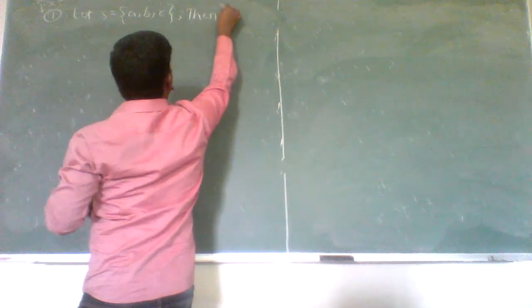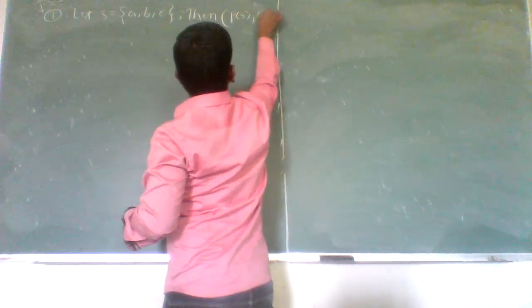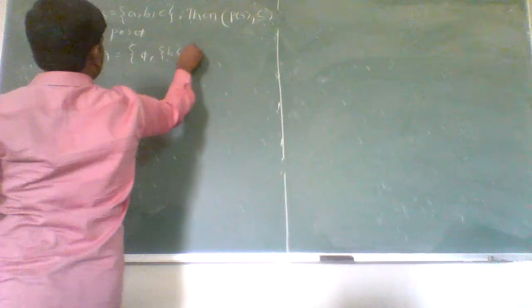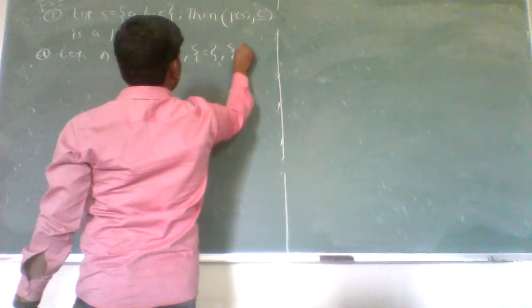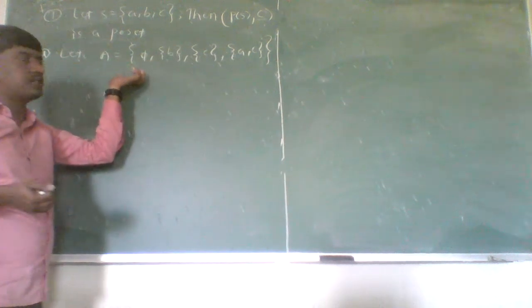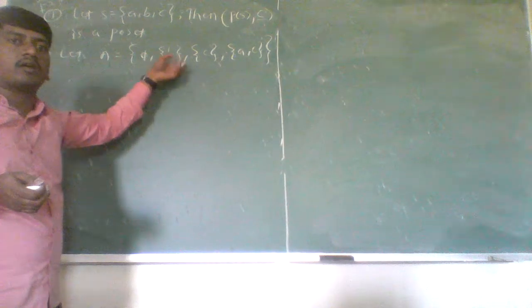First example. Let set S contain three elements A, B, and C. Then the power set of S with inclusion relation is a poset. Okay. Now, first condition in that, let capital A be a set which contains elements phi, singleton B, singleton C, and {A, C}. These are the elements belonging to A. Now, let us see whether this A is a poset, and any set is said to be a poset if there exists one relation which is a partial order on that set.